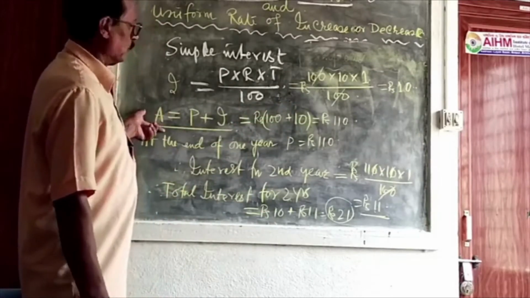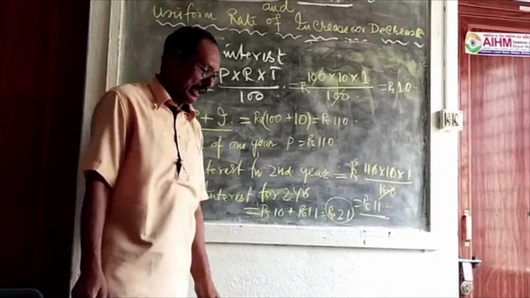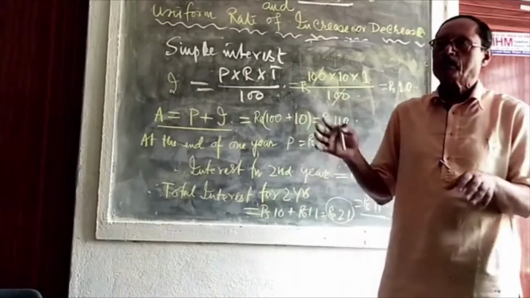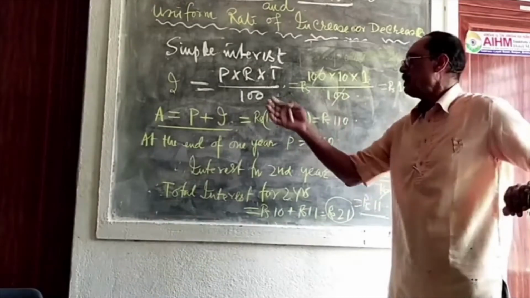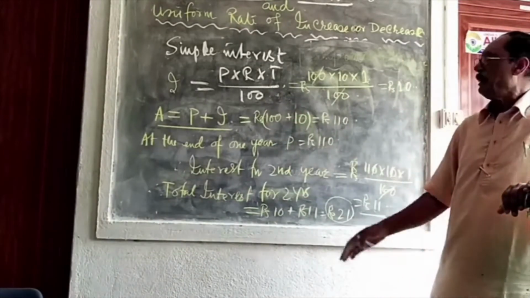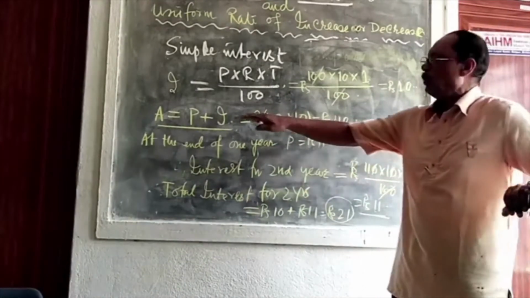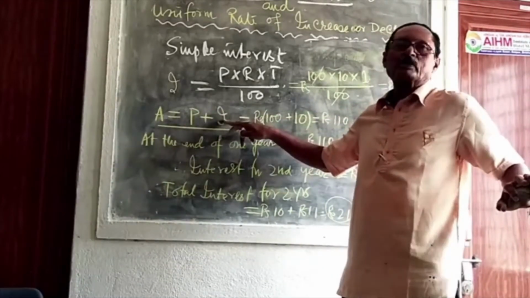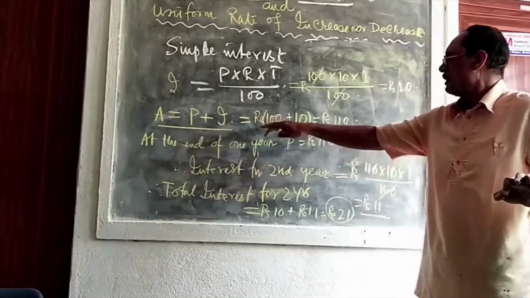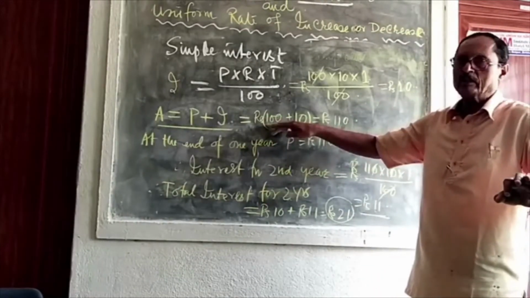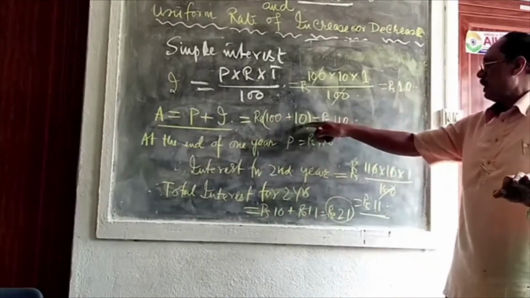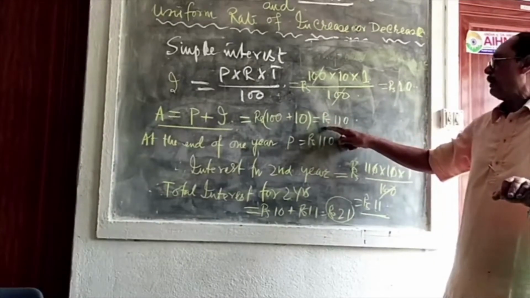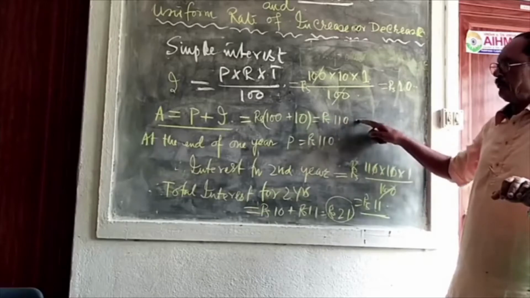So what is the amount? Amount is what we get when we add the interest of that year to the principal. So amount is the principal plus interest for that year. Our principal was rupees 100, interest incurred is rupees 10. So now the amount after 1 year is rupees 110.